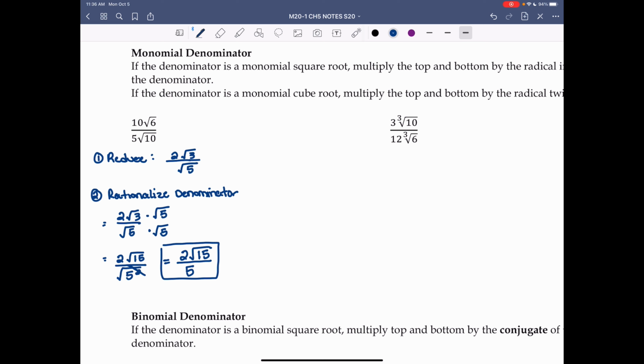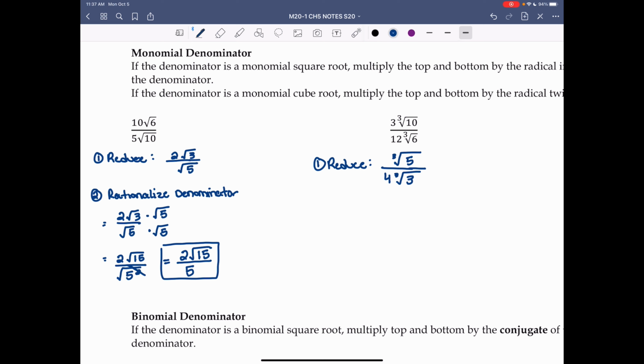Next one, 3 cube root 10 over 12 cube root 6. Step 1, reduce. Coefficients of 3 and 12, we can divide each of them by 3. We get 1 over 4. Cube root of 10 and cube root of 6, we can divide both of those by 2. We get cube root of 5 and cube root of 3. We don't really need this 1 coefficient on the top anymore, we can get rid of that.